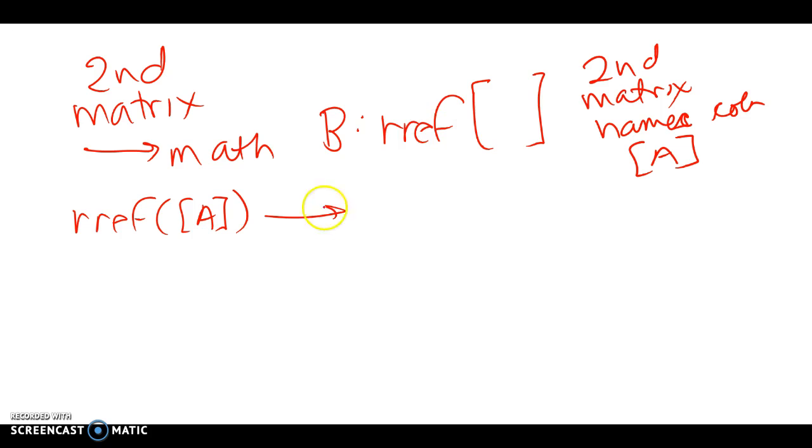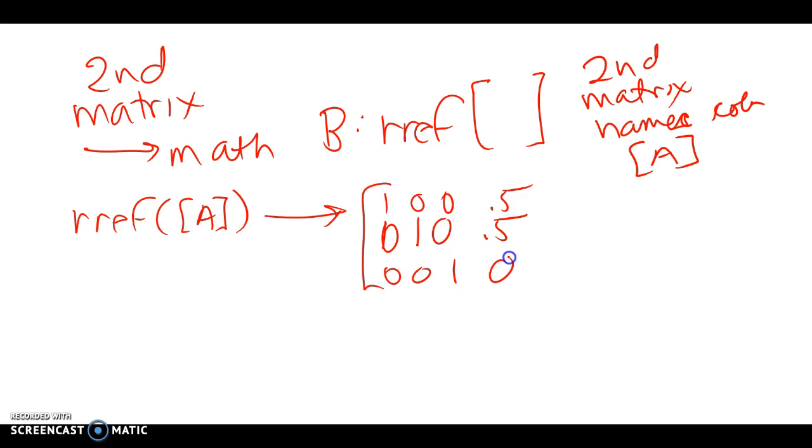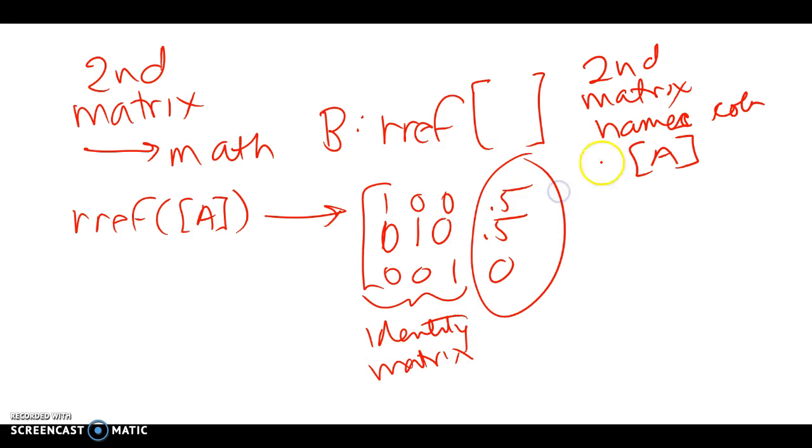And this is going to do all sorts of manipulations so that the answer is 1 0 0 0.5, 0 1 0 0.5, 0 0 1 0. What does this remind us of? This is the identity matrix, okay? And these happen to be our answers. A equals 0.5, B equals 0.5, C equals 0.